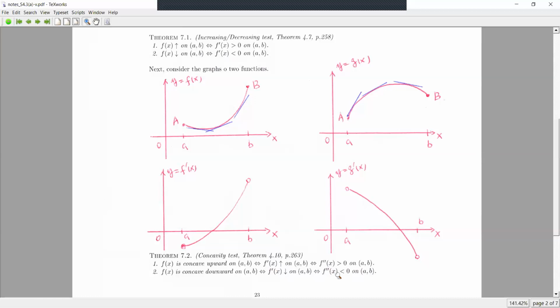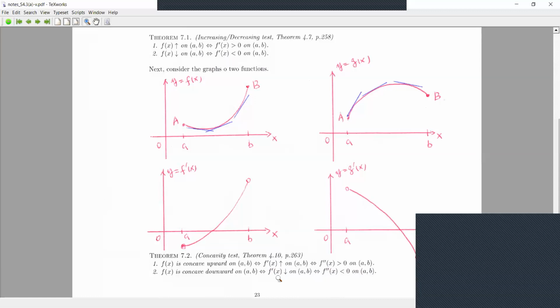The reverse is also true. If the second derivative is less than 0, the first derivative is decreasing. The first derivative is the slope of the original function. Slope decreasing, then the graph of the original function is concave down.